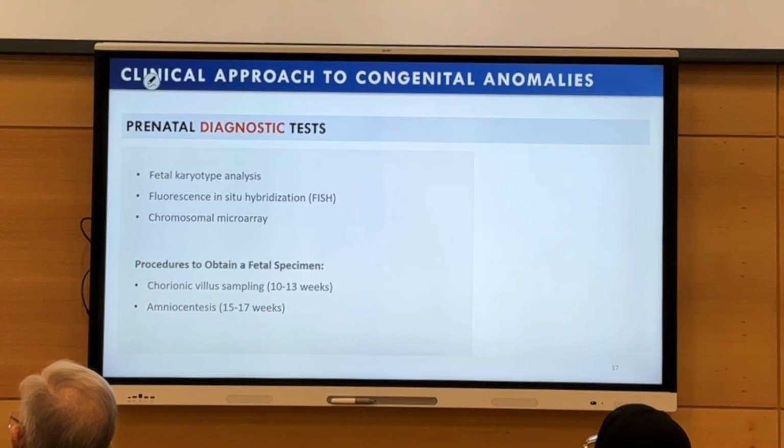The difference between FISH and karyotype is that the karyotype gives you a general impression about the number of the chromosomes and their location. So if there is any abnormal translocation, it will be detected by karyotype. But if you want to do something specific, you are looking for a specific microdeletion or microduplication, you're going to do the FISH. So what about the chromosomal microarray?